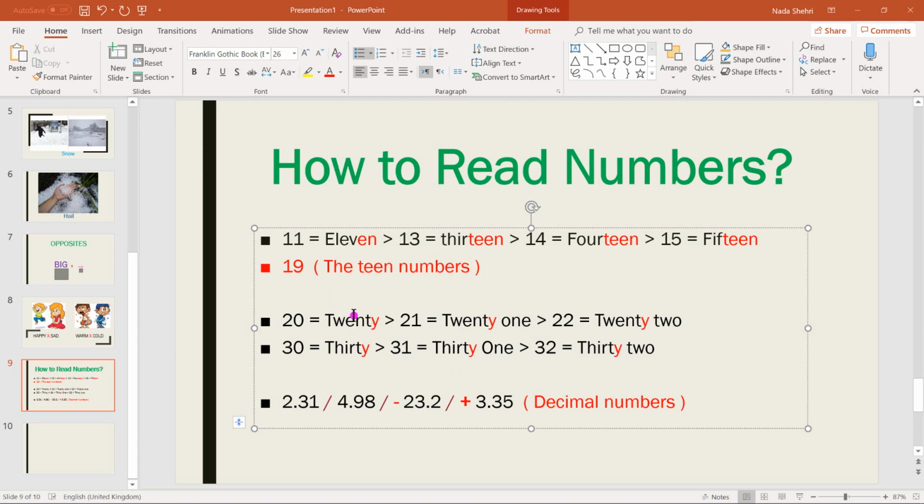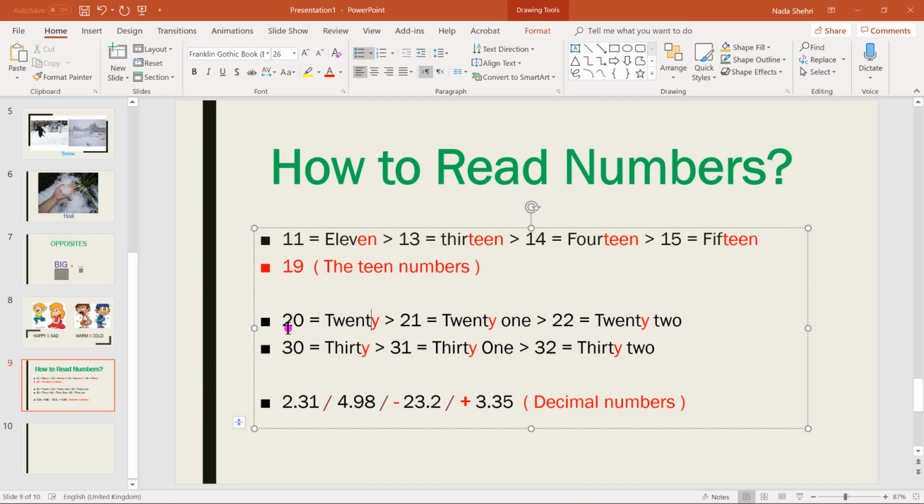So, can you notice the difference between 13 and 30, 14 and 40, 15 and 50, and so on and so forth?